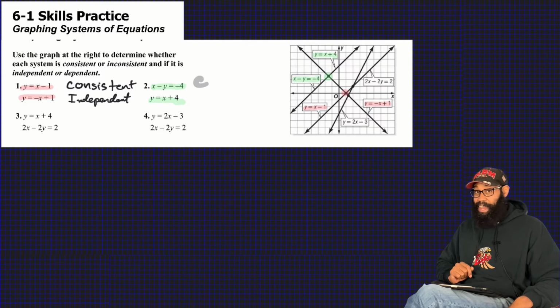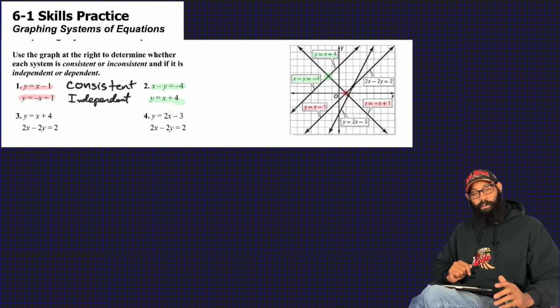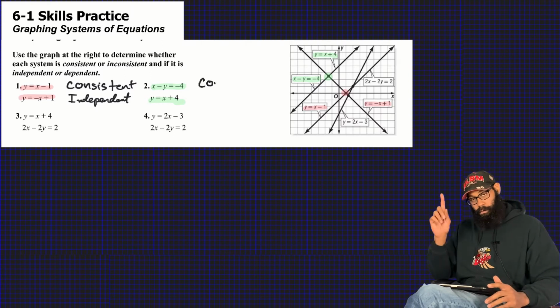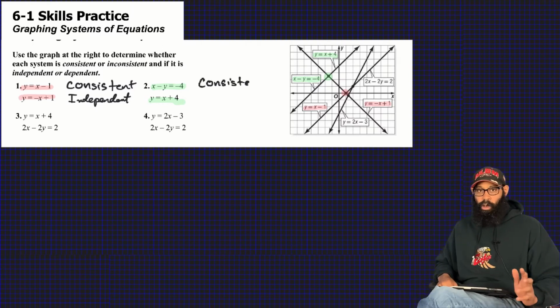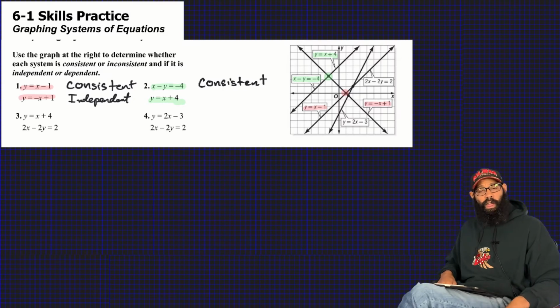We need to erase that ugly looking C. But it is consistent again, guys. And in addition to being consistent, it is independent. Just that one solution. So you're gonna keep going with this, 3 and 4.